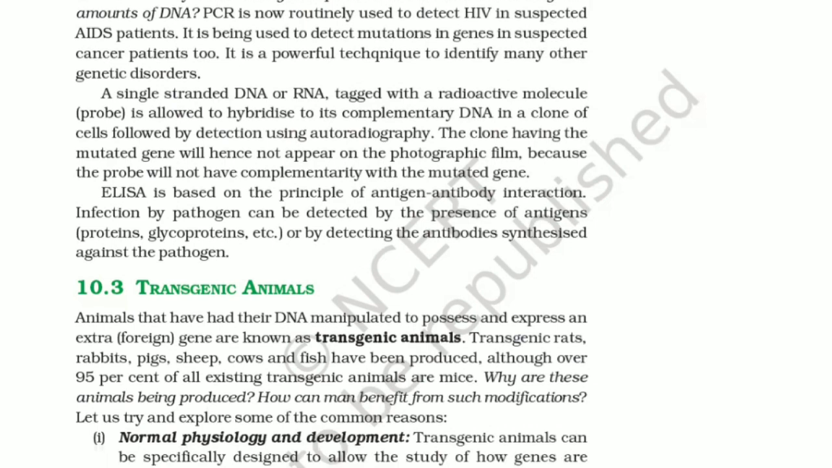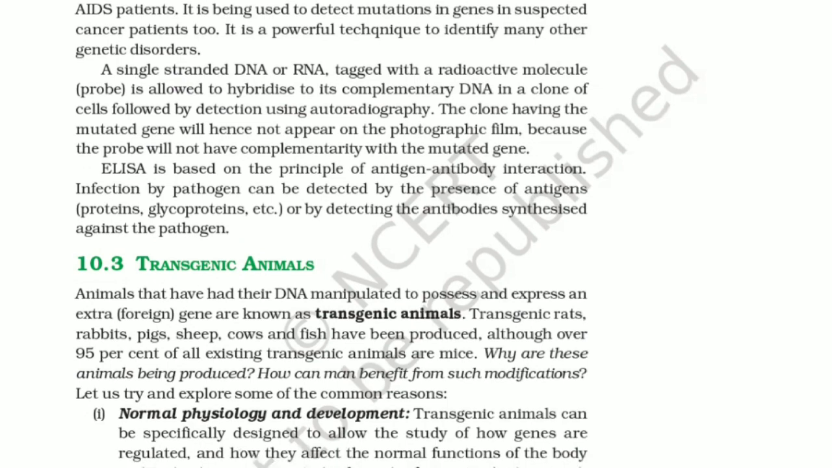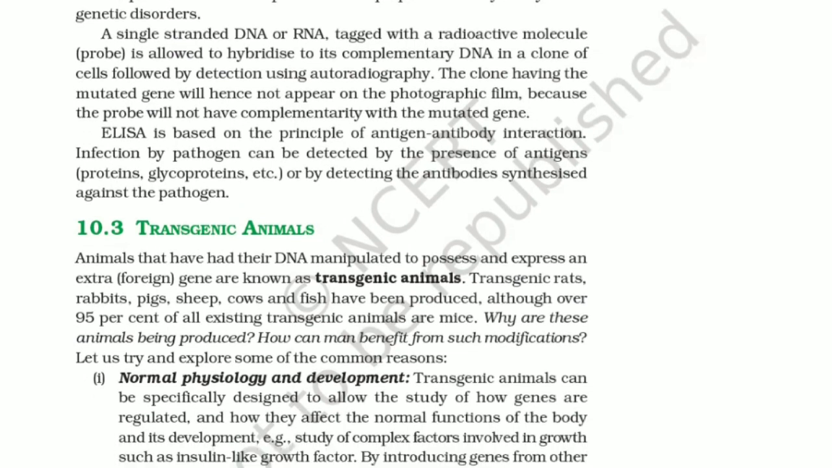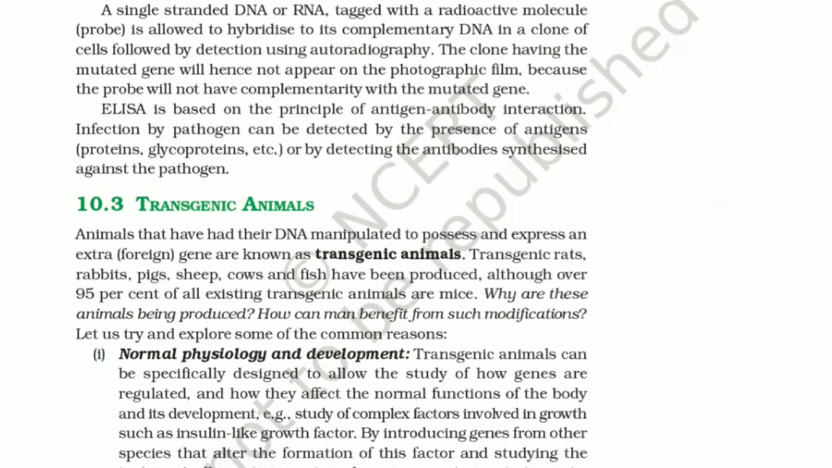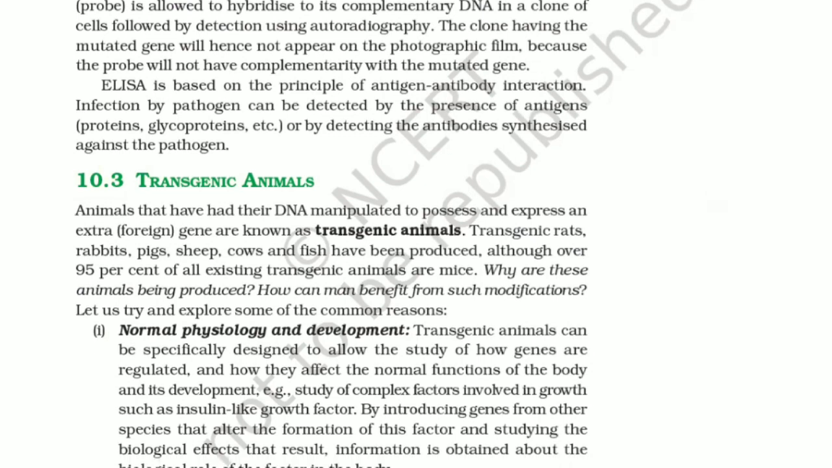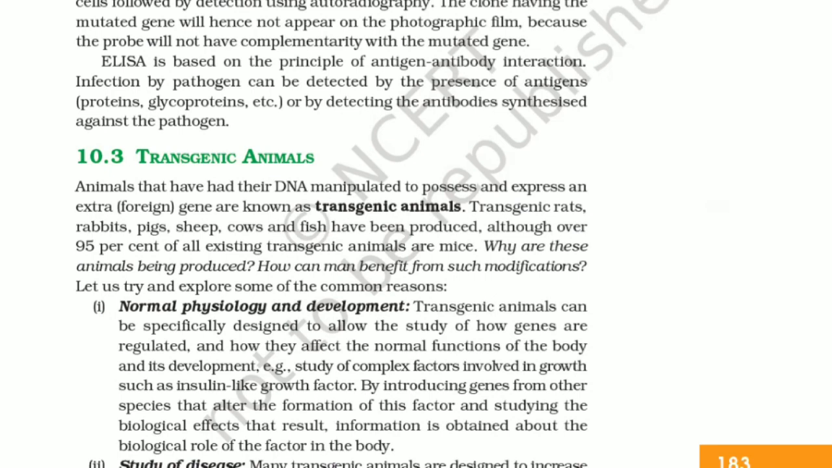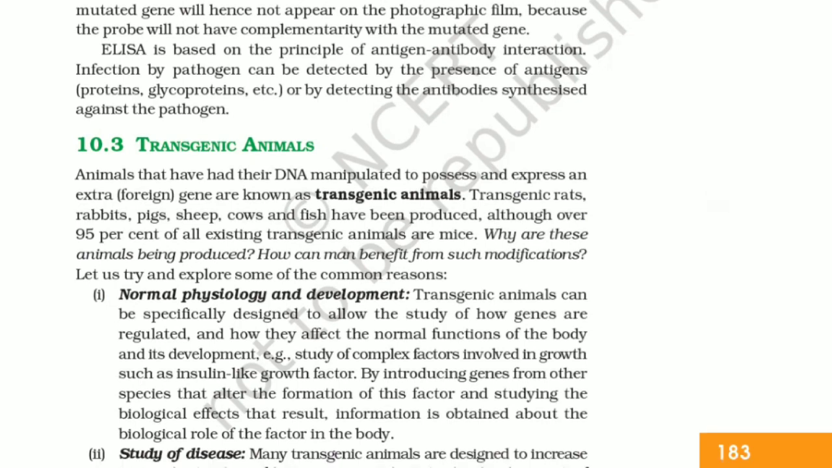PCR is now routinely used to detect HIV in suspected AIDS patients. It is being used to detect mutations in genes in suspected cancer patients too. It is a powerful technique to identify many other genetic disorders. A single-stranded DNA or RNA tagged with a radioactive molecule, this probe, is allowed to hybridize to its complementary DNA in a clone of cells, followed by detection using autoradiography. The clone having the mutated gene will hence not appear on the photographic film because the probe will not have complementarity with the mutated gene.